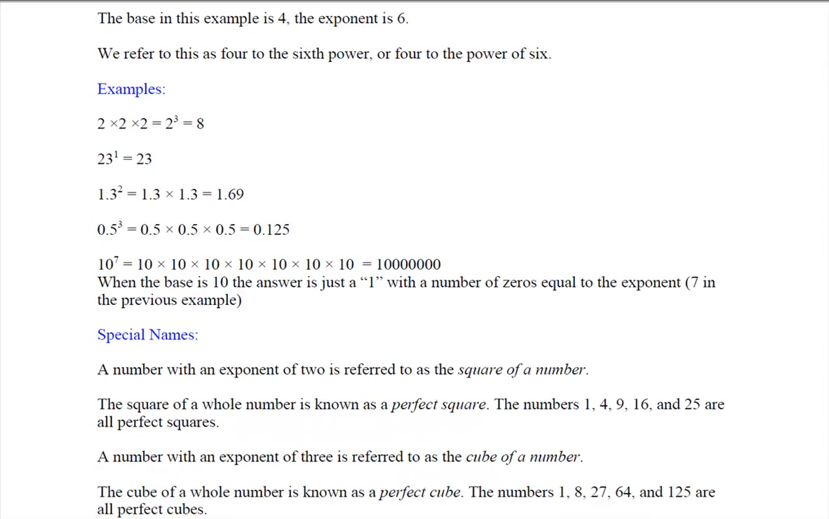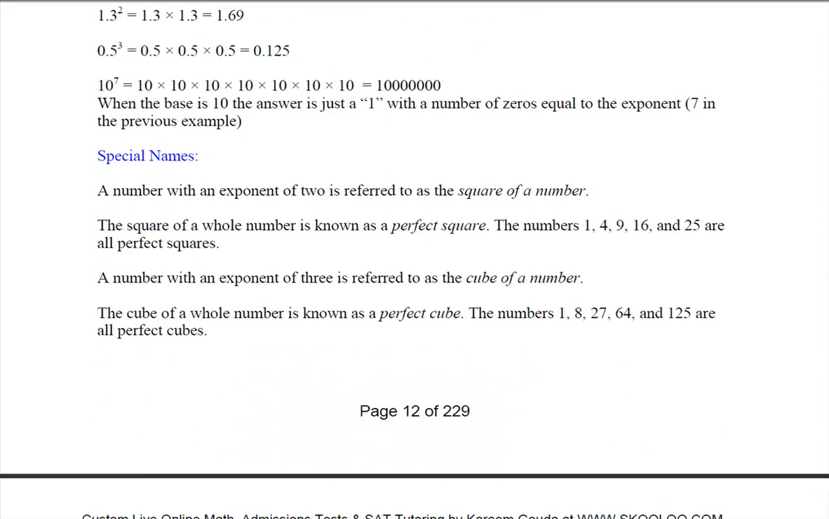Special names. Now, we have square. A square is a number squared. So if I say 3 squared, that means 3 times 3. 3 to the power of 2 is 3 squared, which means 3 times 3. Cubed means to the power of 3. So 3 cubed is 3 times 3 times 3.